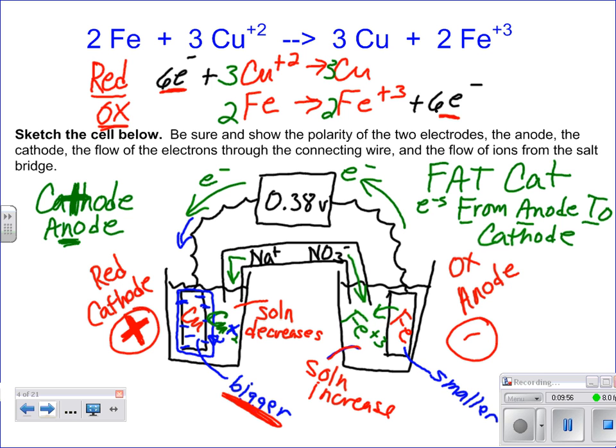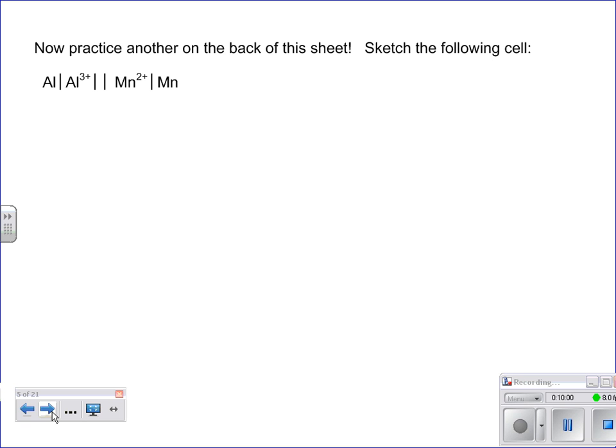I'm going to go ahead and do the next example. I think we've got it all covered there. The next example, you're supposed to flip over and do on the back of your notes. And we see our shorthand method, so let's remind ourselves of that.